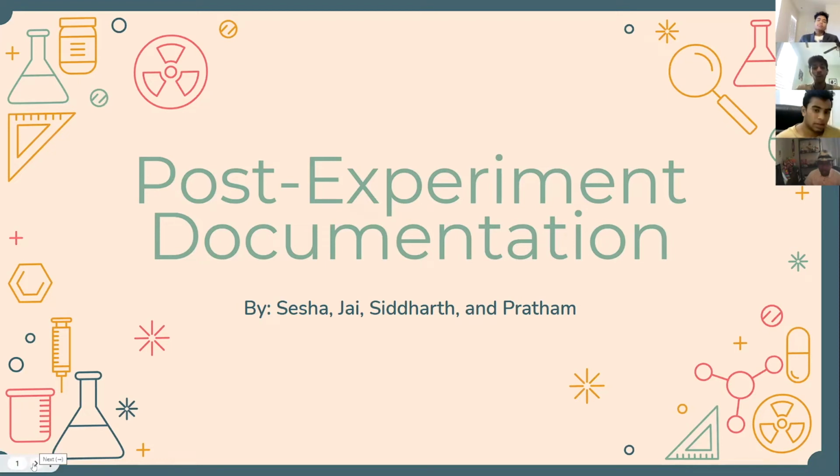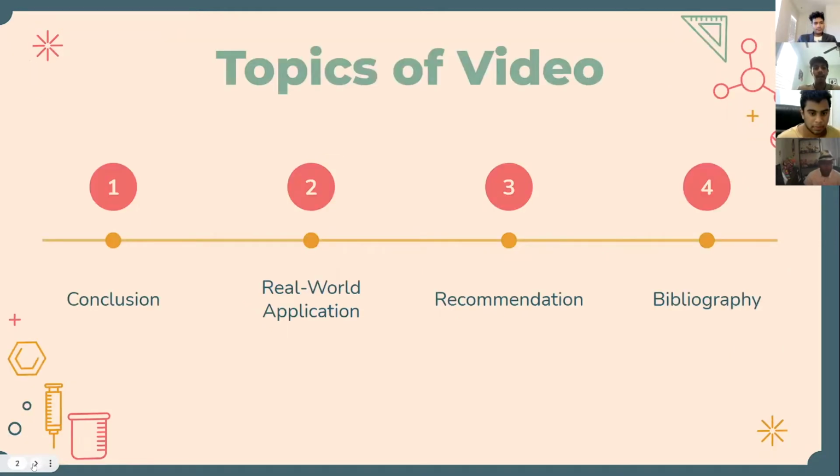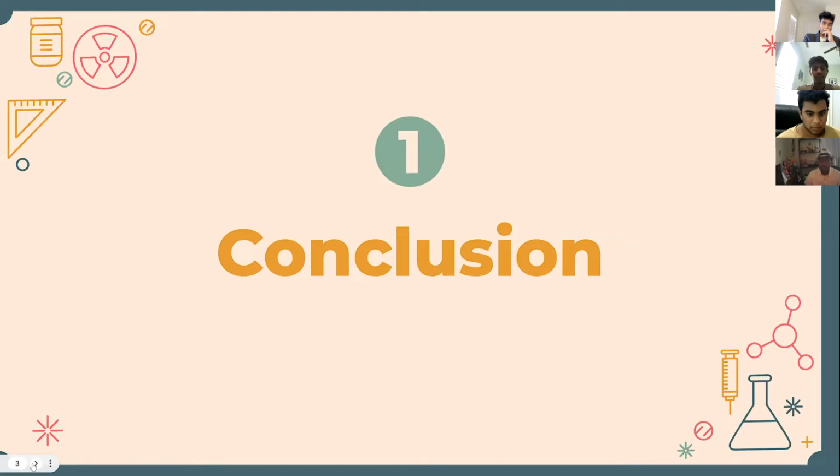In this video, we'll be talking about the 4 post-experimentation parts of your project. These are the conclusion, the real-world application, recommendations, and the bibliography. With the completion of these 4 parts of your project, you'll be ready to move on to developing your final report. First, let's start off with conclusion.